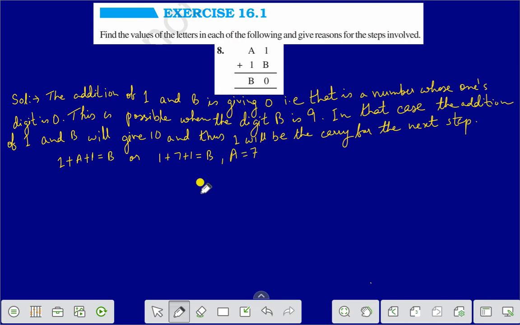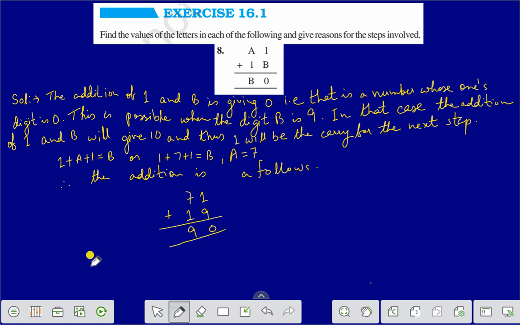Therefore the addition is as follows. A is 7, that is 71 plus 19. 9 plus 1 is 10, carry 1, it is 0. 7 plus 1 is 8, plus the carry is 9. 90.